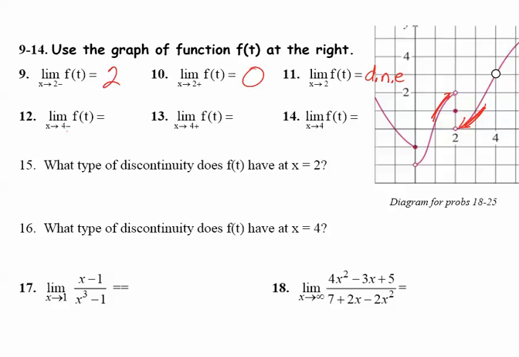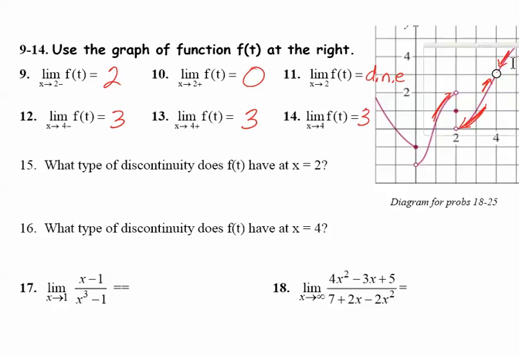As we approach 4 from the left side, we're getting very close to 3. As we approach 4 from the positive side, we're getting very close to 3. So the overall limit is 3. Whether there's a point or not, when there's a hole in the graph, that's a removable discontinuity. So we can answer those two questions. This hole in the graph is called a removable discontinuity.